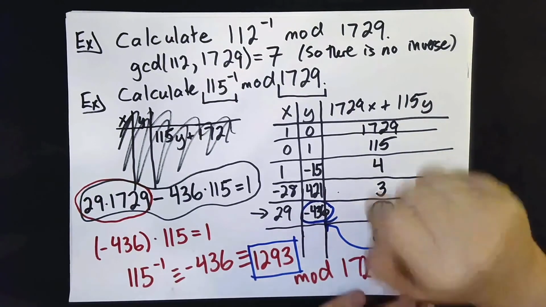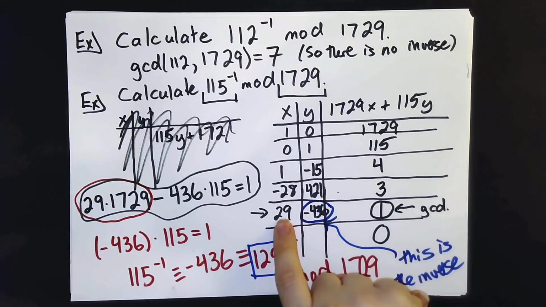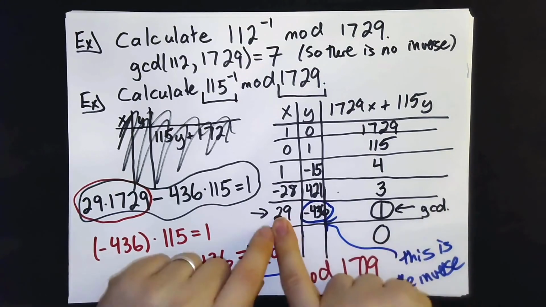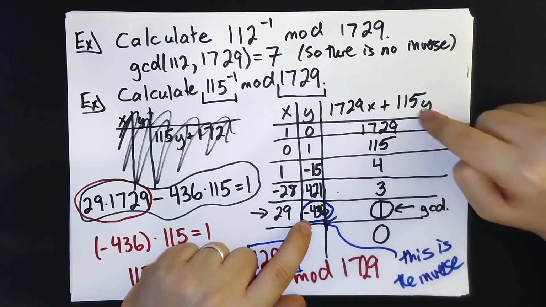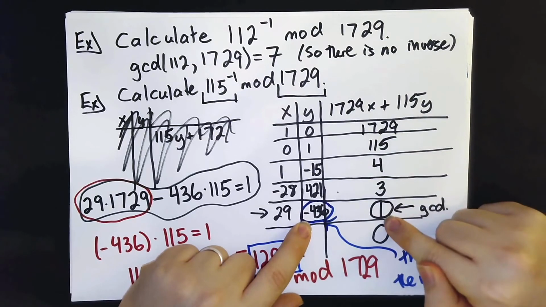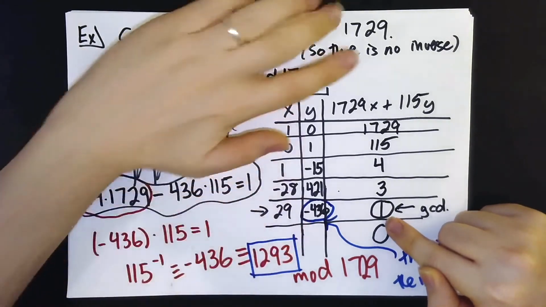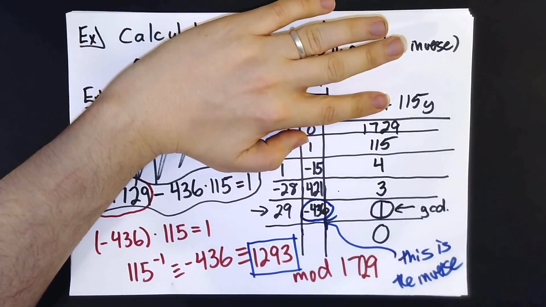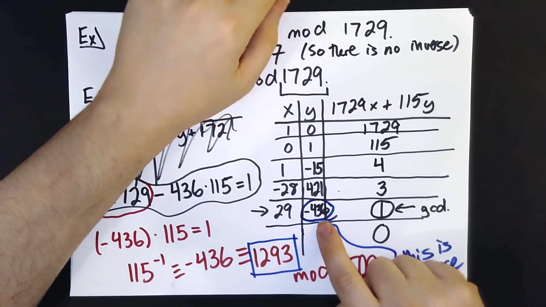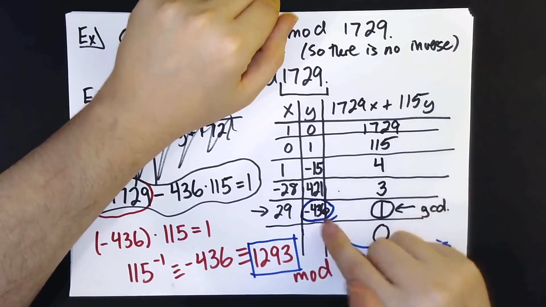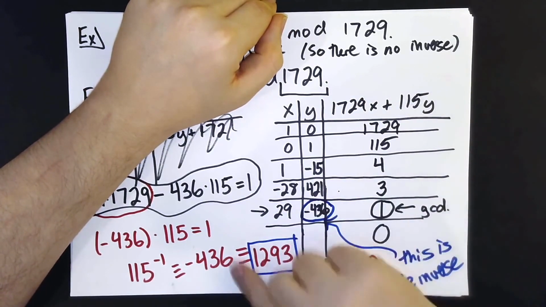And the reason for that is because of what each row of this table means. Namely, this row means 29 times 1729 minus 436 times 115 is 1. And so if you look at that, again, mod 1729, the whole 1729x bit just disappears. And so the only thing you have left is exactly your inverse. And again, if this number is negative, or if it happens to be a little bigger or a little smaller than your modulus, you can adjust the number by finding the residue mod that number.